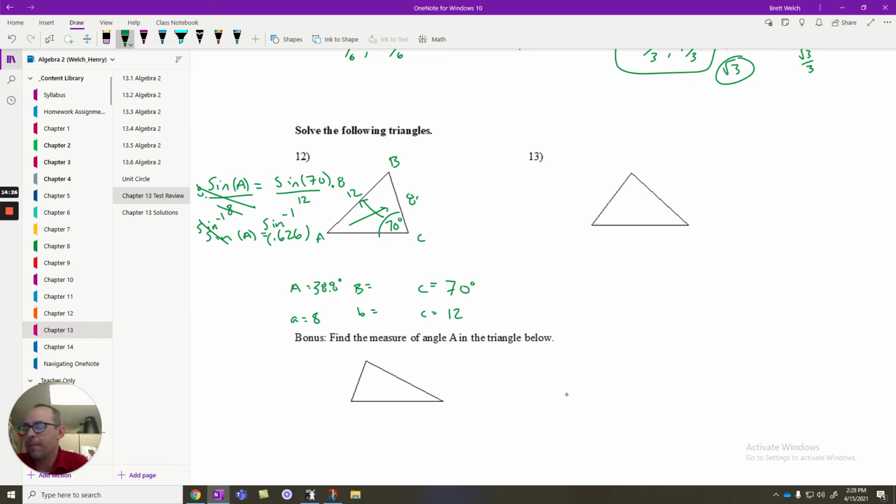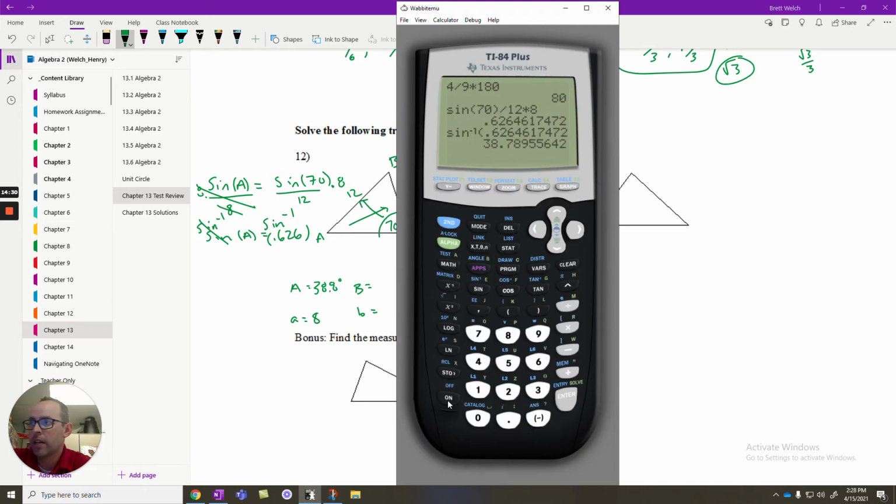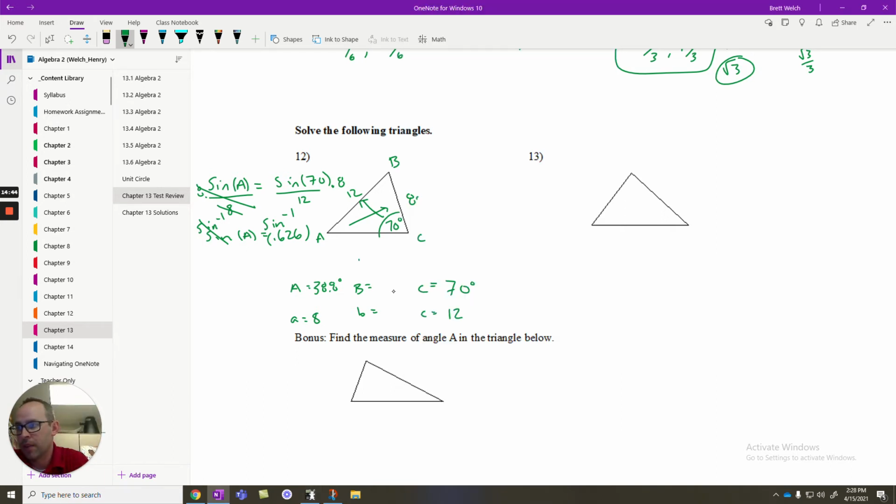If I want capital B, I'm going to subtract from 180. Anytime you're finding the last angle, it's a good practice to just take 180 minus your 70 minus, let's not complicate it, 38.8. And that gives me 71.2 for my last angle. 71.2 degrees. So this is my biggest angle. This side, side B, should be bigger than 12.